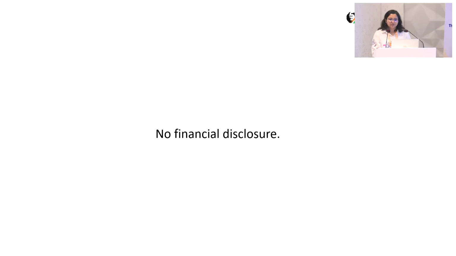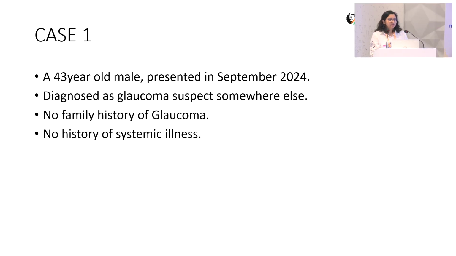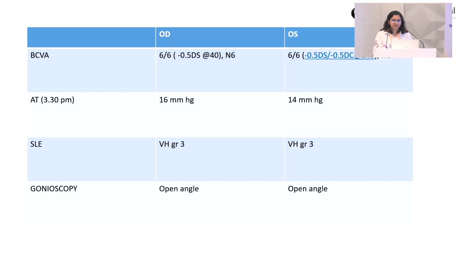No financial disclosures. My first case is a 43-year-old male who was diagnosed as glaucoma suspect somewhere else, however, was not started on an AGM. He has no family history of glaucoma, no history of any systemic illness.